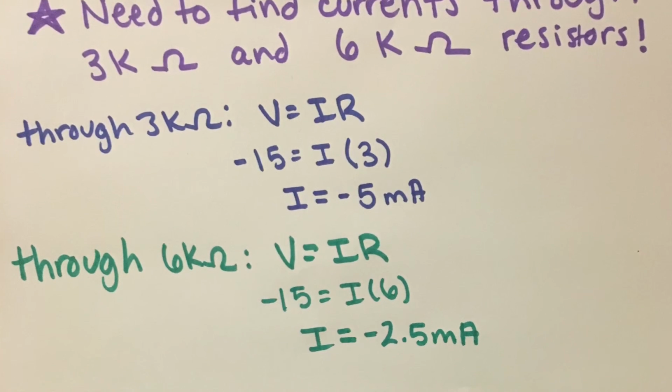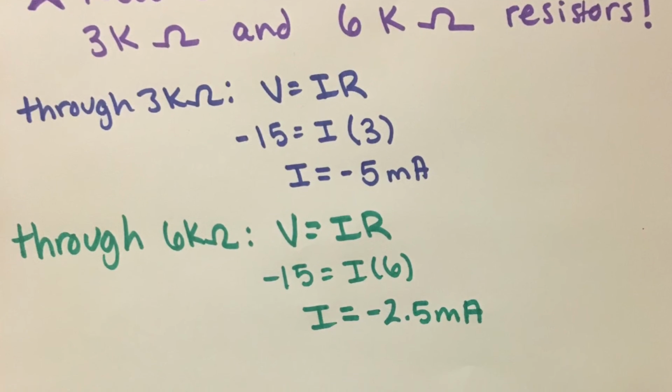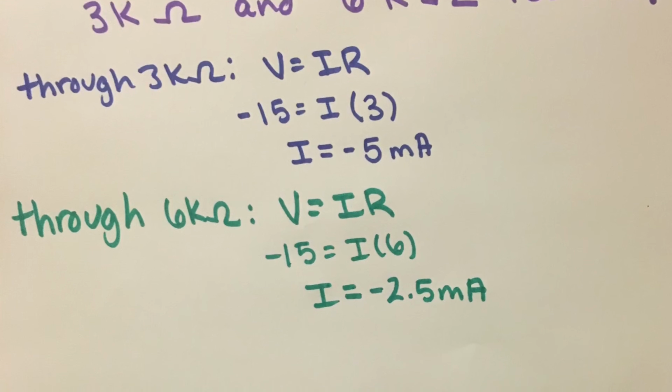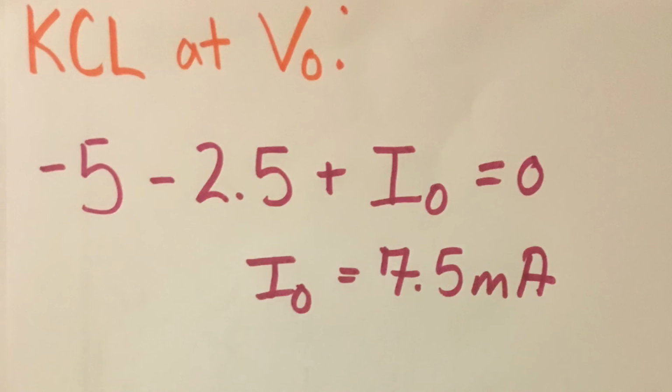So we use Ohm's law in both cases to get negative 5 milliamps and negative 2.5 milliamps. So using these current values, we can do KCL at V0 to get negative 5 minus 2.5 plus I0 equals 0. So I0 equals 7.5 milliamps.